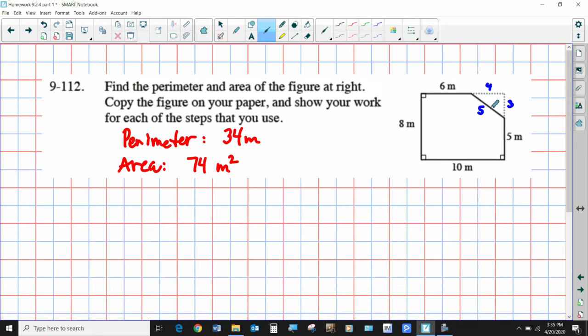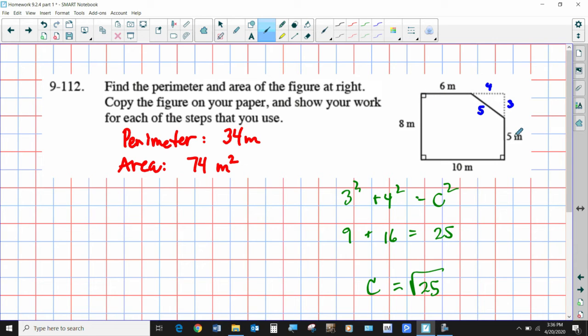Well, what do you see right there? How are you going to figure out what this line is? Well, that's the hypotenuse of a right triangle. So a squared plus b squared equals c squared. What is 3 squared? That is 9 plus 4 squared, which is 16, equals whatever c squared is, which is 25. So that means that if c squared is 25, then c has to be the square root of 25, which is 5. So now that we know that, we can find the perimeter without too much trouble.